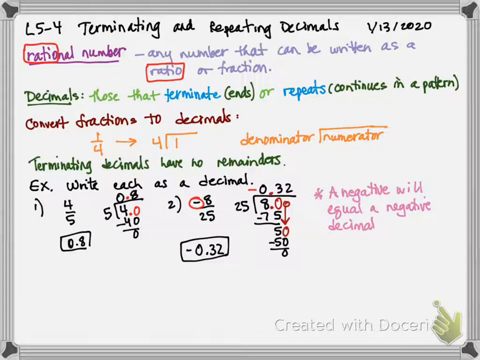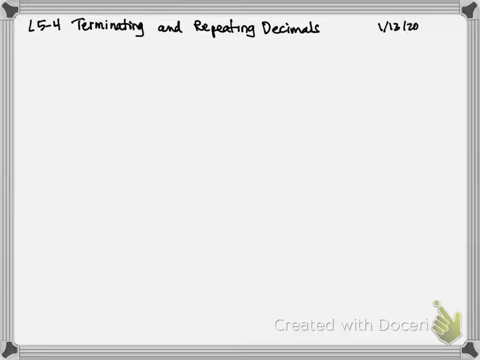Now, when I took my notes, this was the end of the first page, because on the second page, we're going to talk about repeating, and that gets to be a little long. So I'm going to switch over to my second page. So I'll get my title in here. Lesson 5-4, Terminating, which we already did, and repeating decimals, and that's what we're going to do now. So we're still on the 13th, 2020. So let's give you a definition. Let's do a repeating decimal.